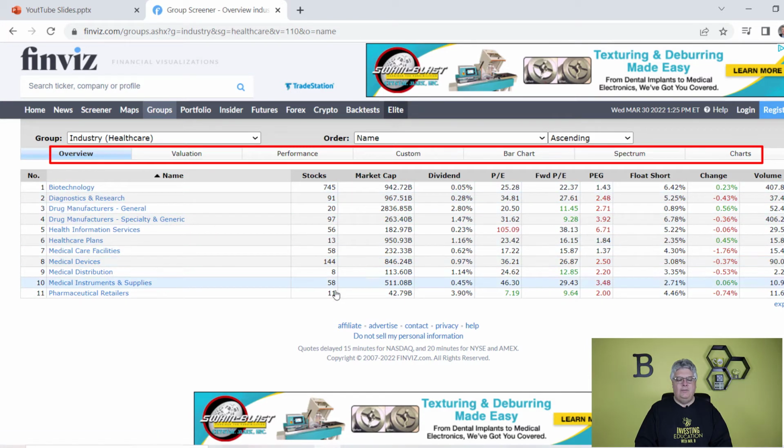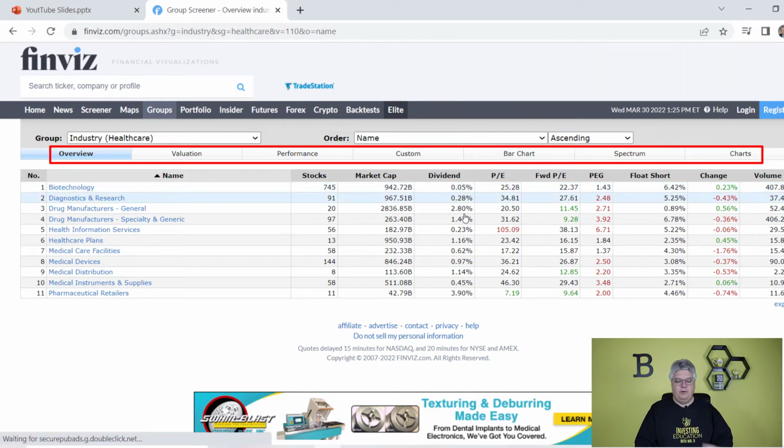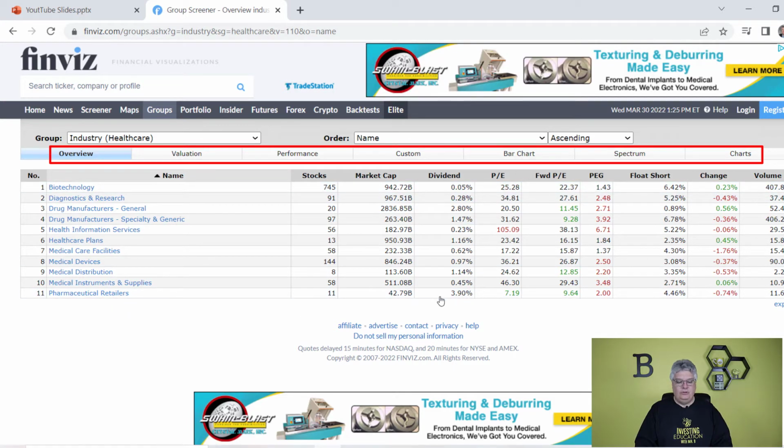You can see here how many stocks are in each category, their market caps for the average of that category, what kind of dividend they're paying as far as a dividend yield percentage. We want that number to be higher. So if we look at pharmaceutical retailers, they're at 3.90, low market cap, but pretty high dividend payer. So if you're looking for a high dividend payer, maybe you're looking at this. Then they give you some other numbers here too, like price to earnings and all that.